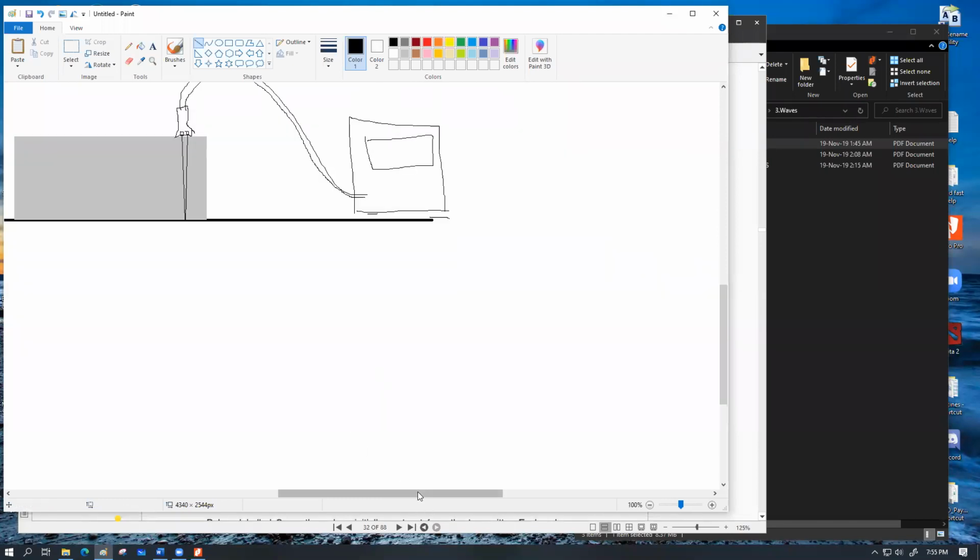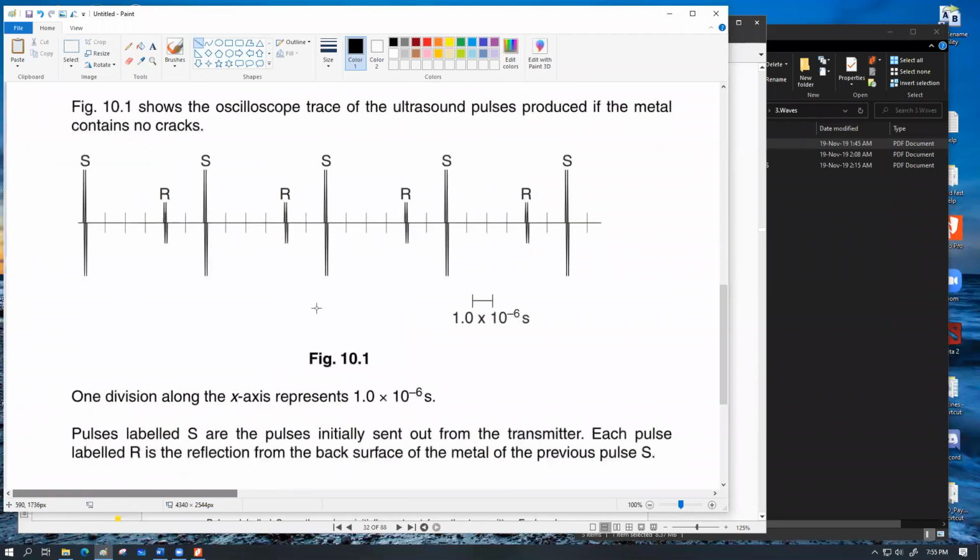Now the question says that when the metal block does not have any crack, have a look. Figure 10.1 shows the oscilloscope trace of the ultrasound pulses produced if the metal contains no cracks. So for a perfectly uniform and continuous metallic block, we're gonna have this shape. We have the send pulses over here, and each of these horizontal divisions is 1 × 10⁻⁶ seconds. So you can see that the reflected sound is detected 4 divisions after.